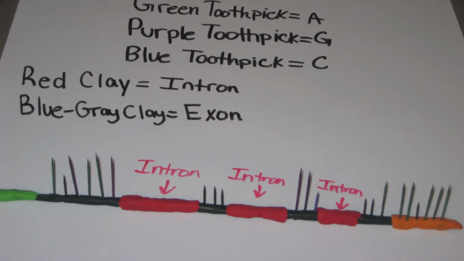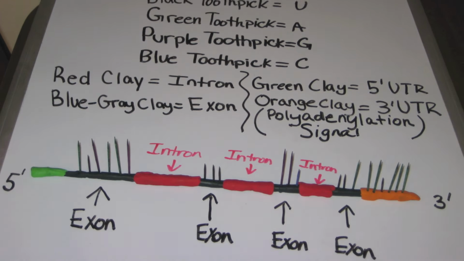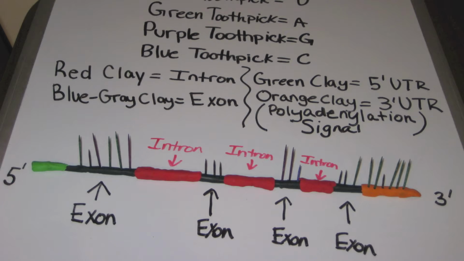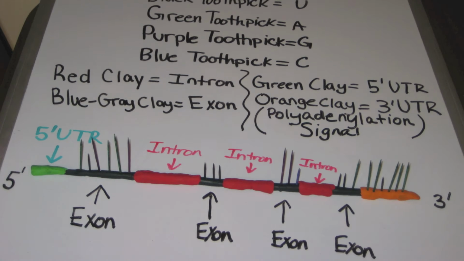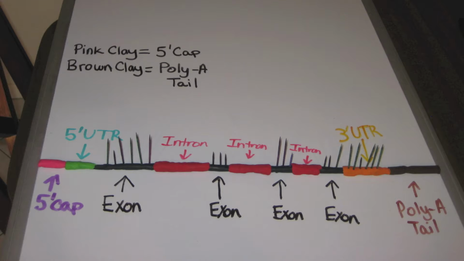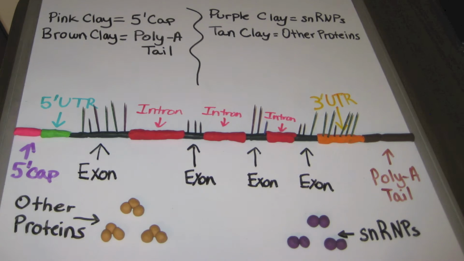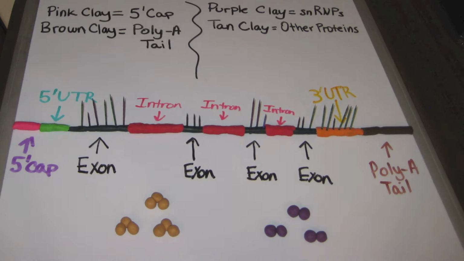Before introns and exons are dealt with, the 5' end of the mRNA is given a 5' cap, a modified form of a guanine nucleotide. After, the 3' end receives a poly A tail, a strand of 50 to 250 adenine nucleotides. Once these modifications have been added, introns and exons are ready to be spliced.